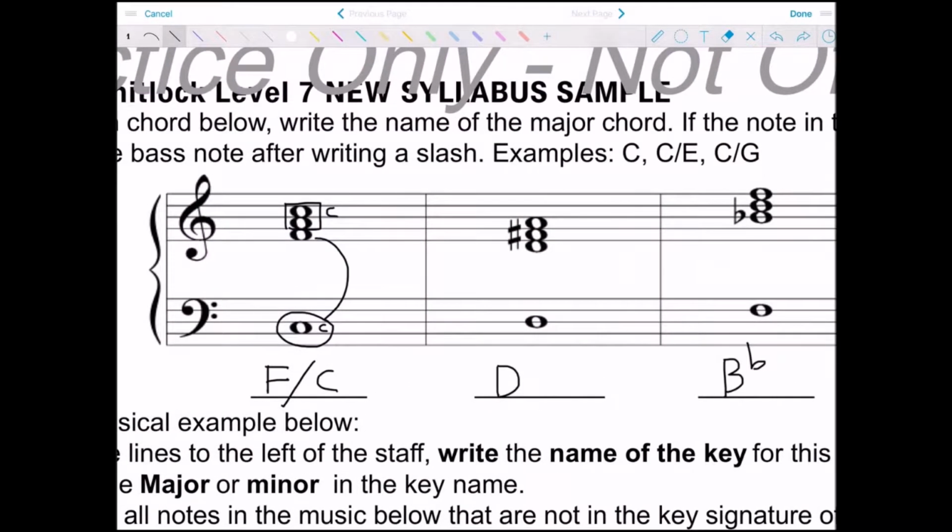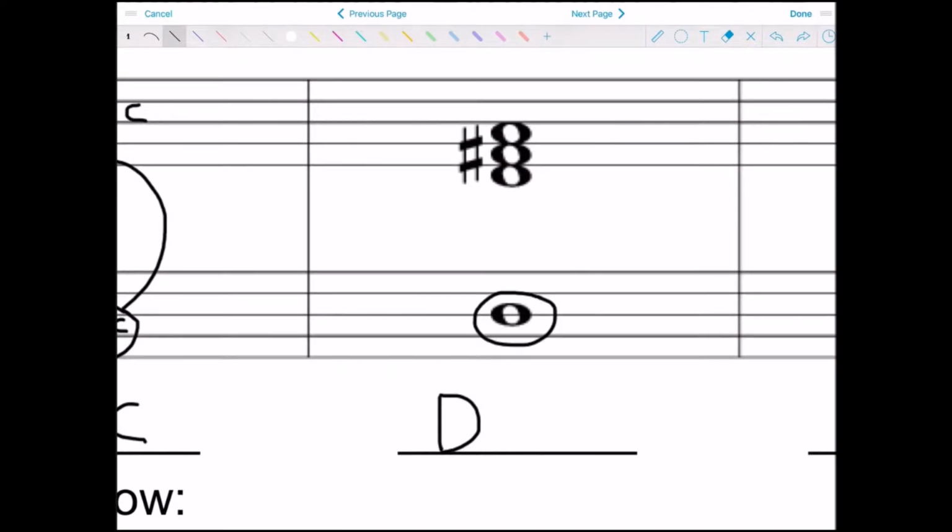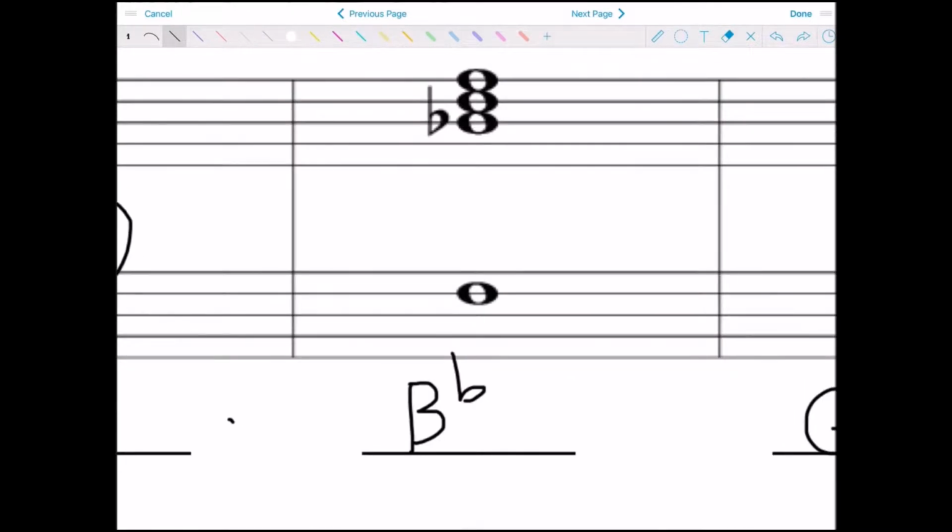Alright? Now, is this one the same as that? This is D, this is D. So we're not going to touch that one. That one is the exact same. Is this one the same as that? This is an F. The bottom note here is a B flat, so it's not the same. So we're just going to put a slash and then put F.